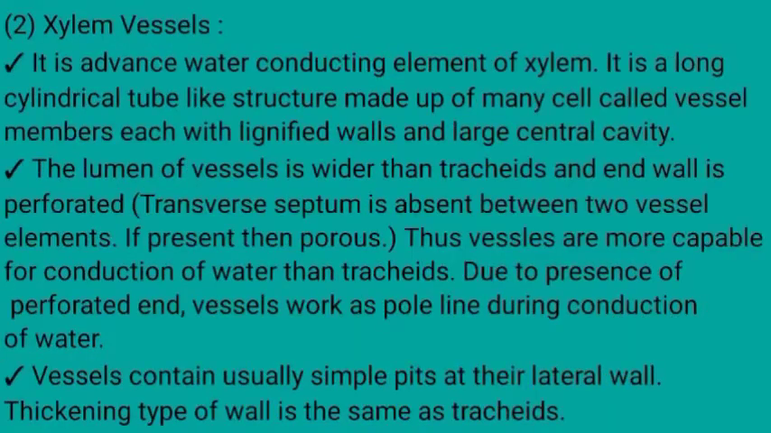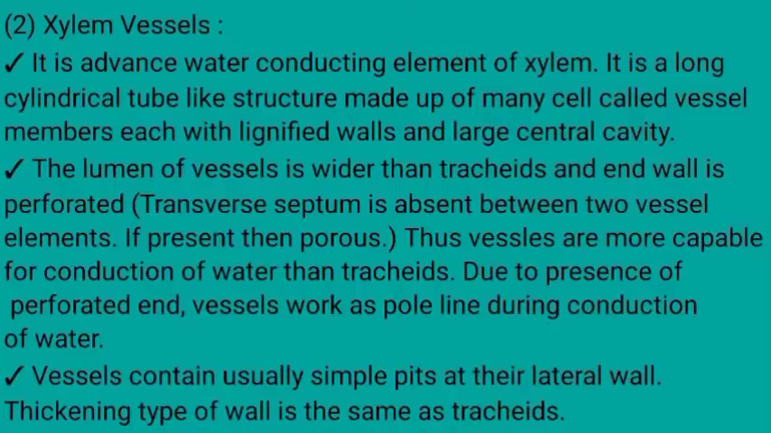Remember this. Second type, xylem vessels. It is the advanced water conducting element of xylem. It is a long cylindrical tube-like structure made up of many cells called vessel members, each with lignified walls and a large central cavity. The lumen of vessels is wider than tracheids and the end wall is perforated, which means the transverse septum is absent between two vessel elements. If present, then it is porous.